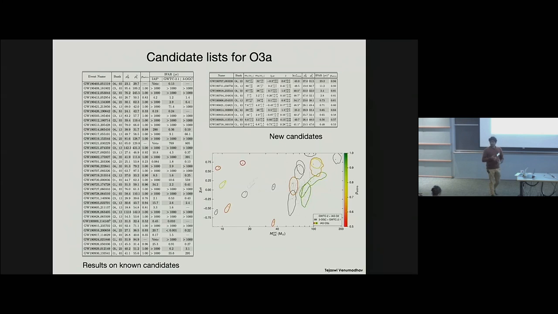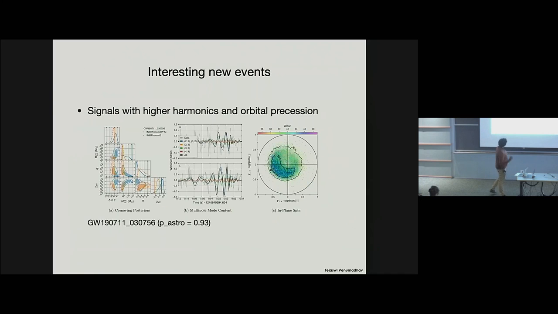So there's a varying level of certainty in the reality of these things, just like in the official analysis as well. And the most interesting signals, it turns out, show signs of higher harmonics. Which is kind of unexpected from the search perspective, because our search only included the dominant quadrupole harmonic of the signal in constructing the statistic.